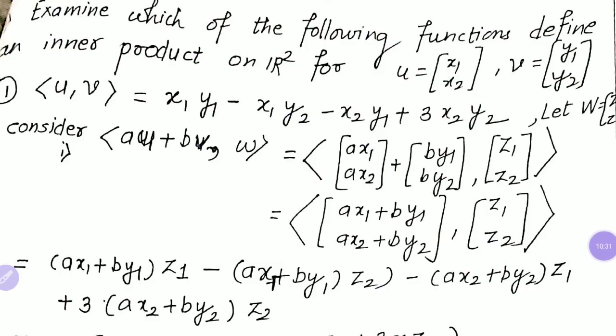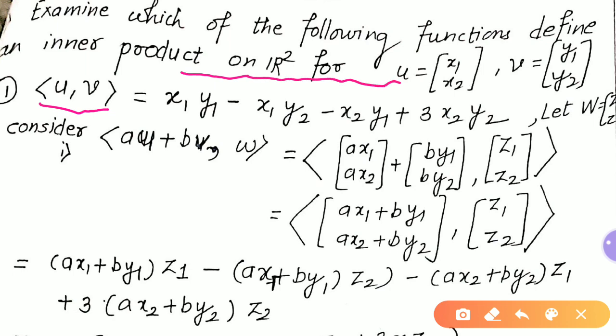Now the next example is: examine which of the following functions define an inner product on R2, a 2-dimensional vector space. For the vectors u equal to x1, x2 and v equal to y1, y2, the product of these two vectors is defined as x1 y1 minus x1 y2 minus x2 y1 plus 3 times x2 y2. We need to check whether this product defines an inner product or not. For this we need to verify 3 properties of the definition: the linearity property, then the symmetric property, and the last one, that the inner product of u with u is greater than 0.